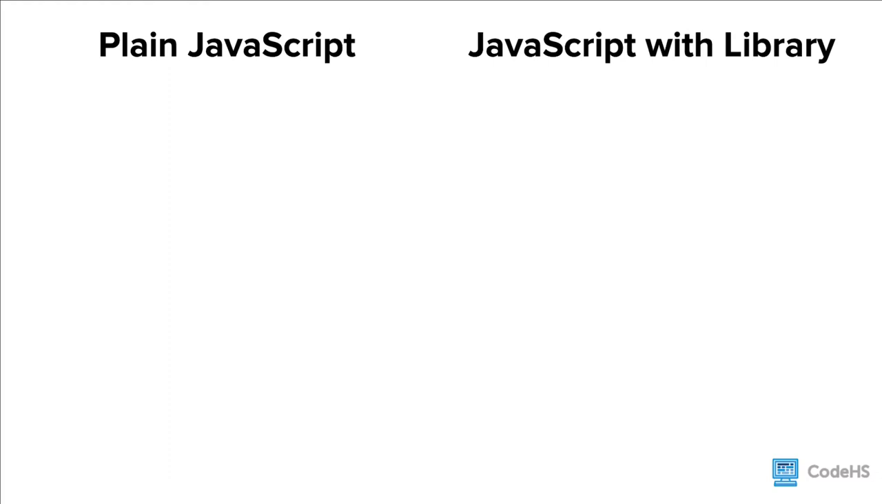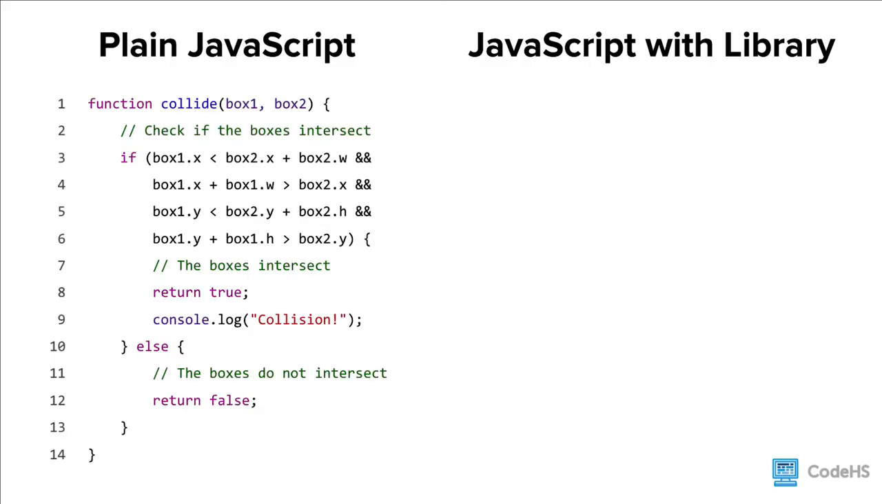For example, let's take a look at two different pieces of code that control the collision between two boxes drawn on a screen. This first code snippet is written with plain JavaScript. No libraries or collections of code are used to create this function. Notice that it takes 14 lines of code to detect the collision between two boxes.